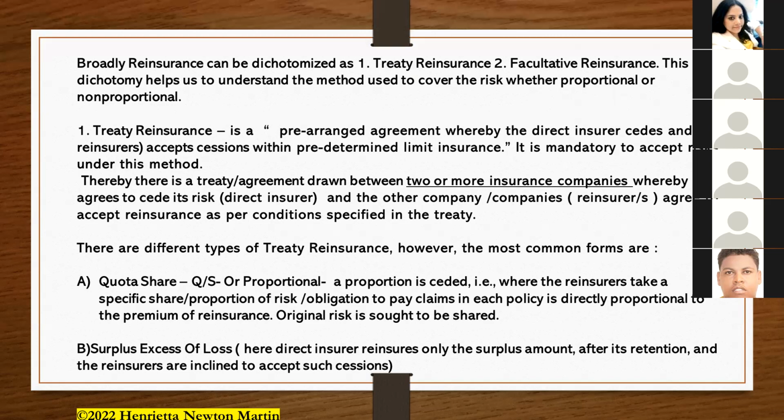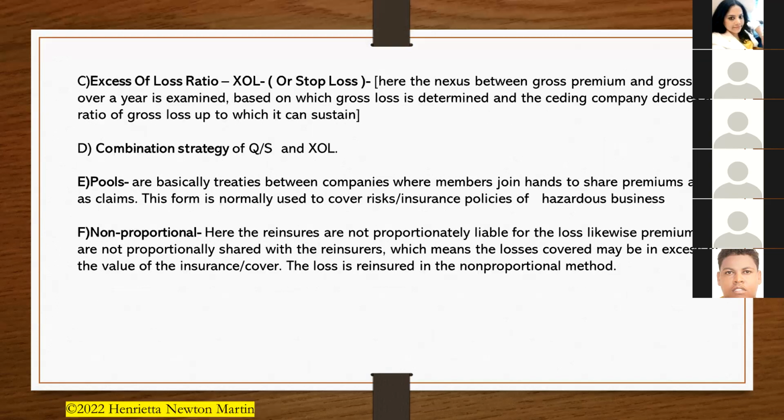So here the original risk is sought to be shared. Next is surplus. Here the direct insurer reinsures only the surplus amount after its retention, and the reinsurers are inclined to accept such cessions. Next is XOL, or excess of loss ratio, or stop loss. Here, the relationship between gross premium and gross claim over a year is examined, based on which gross loss is determined, and the ceding company decides a ratio of gross loss up to which it can sustain.